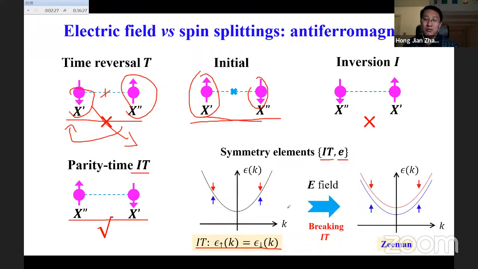If you apply an electric field, this symmetry element is broken, then this system contains no symmetry element regarding time reversal or inversion. Then it means spin up and spin down energy levels should be split. So we can have an electric field induced Zeeman spin splitting.